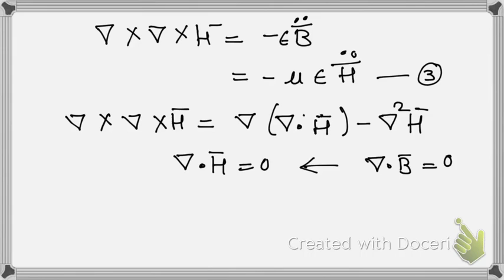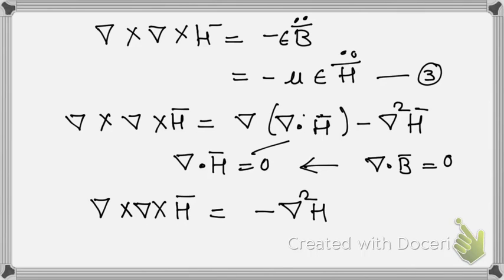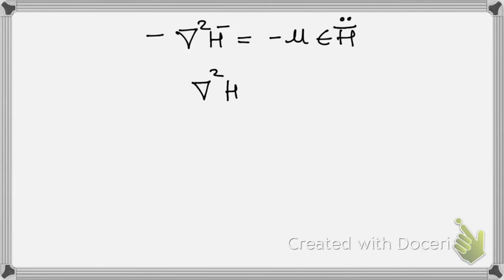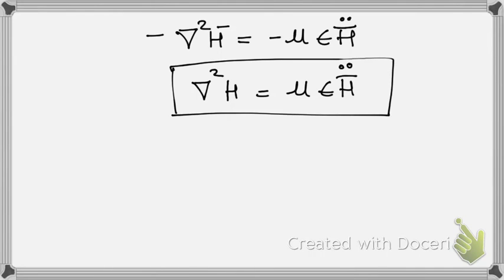Hence del dot h bar is also 0. So del cross h bar will become minus del square h, since this is 0. Okay, so from equation 3 and 4, what we can write? Minus del square h bar is equal to minus mu epsilon h double dot, or del square h is equal to mu epsilon h double dot. So this is the equation of wave for magnetic field.